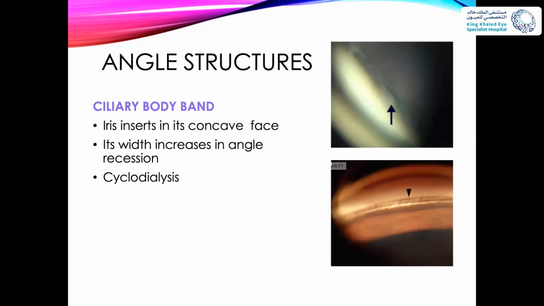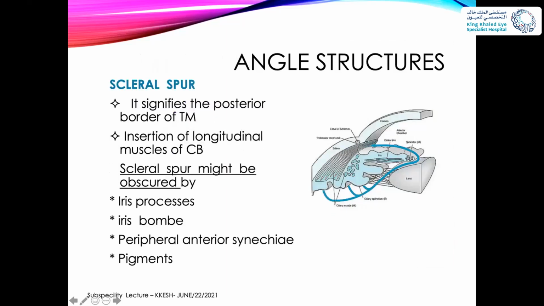Evaluating the ciliary body band is also very important, because if it's visible, it means that the angle is widely open. But you also have to pay attention to signs of previous trauma or injury, or iatrogenic injuries, for example cyclodialysis or angle recession. The scleral spur's obscuration on the view can also be due to any of these. It can be due to a narrow angle for sure, but it also can be due to iris prosthesis overlapping it, iris bombé, peripheral anterior synechiae, and some pigment could be there as well.